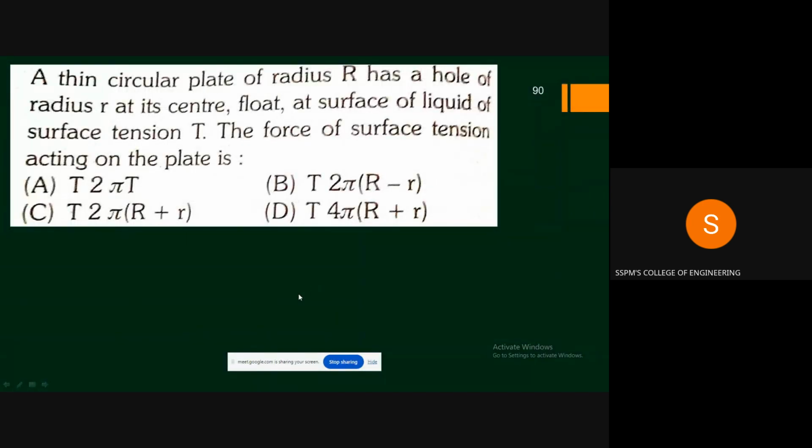Yes, sir. Okay, so let us start the physics session. So this was the last problem that we discussed in the last session. Okay, so let us see the next problem.